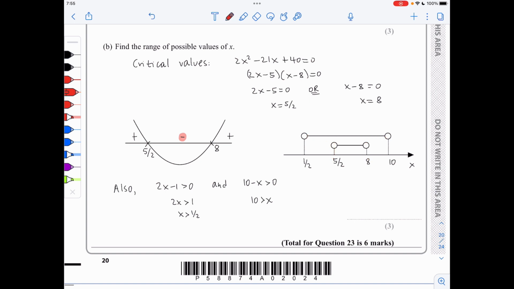Now all of these need to be satisfied, and obviously they are satisfied between 5 over 2 and 8, and therefore the final answer will be that 5 over 2 is less than x, which is less than 8.